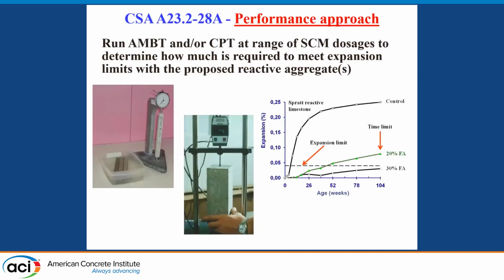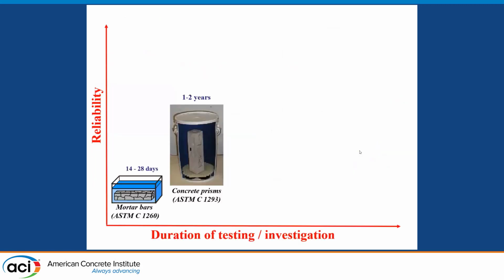The second standard practice is a performance approach where the accelerated mortar bar test and the concrete prism test are used in order to generate some lab specimens where the high alkali cement would be replaced by different proportions of supplementary cementing materials, and the local reactive aggregate can be used in order to establish how much of the SCM you can use in order to prevent the expansion under a certain acceptance limit for the structure to build.